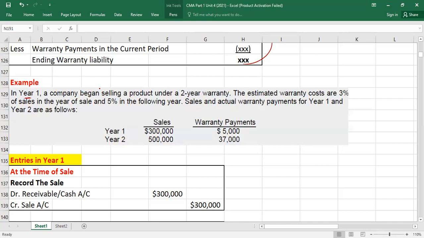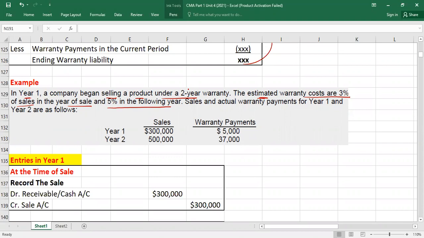In year 1, the company began selling a product under 2 years warranty. This warranty is for how many years? 2 years. The estimated warranty costs are 3% of sales in the year of sale and 5% in the following year. Actually, what does it mean? It means total you will pay 8%. But what is your estimate? 3% you will pay maybe in the first year, and 5% you will pay in the next year. 3% in the year of sale and 5% in the following year. But total you will pay how much?